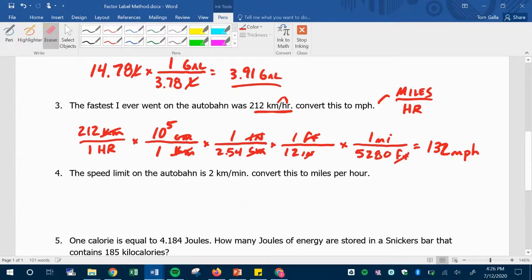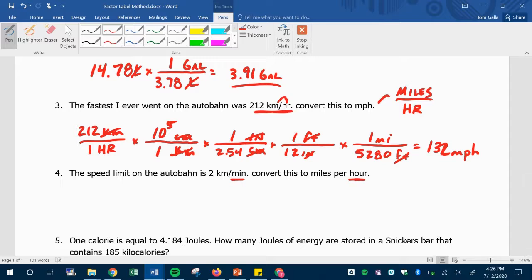All right, now let's look at our next example. And this one's a little bit different. It says the speed limit on the Autobahn is 2 kilometers per minute, and we need to convert this to miles per hour. So it's very similar to our last example, except we didn't have to convert time last time. But here we have minutes, and it's asking for miles per hour. So we also need to take that last step and convert minutes to hours.